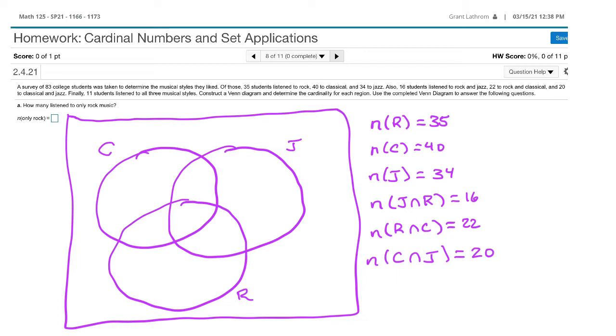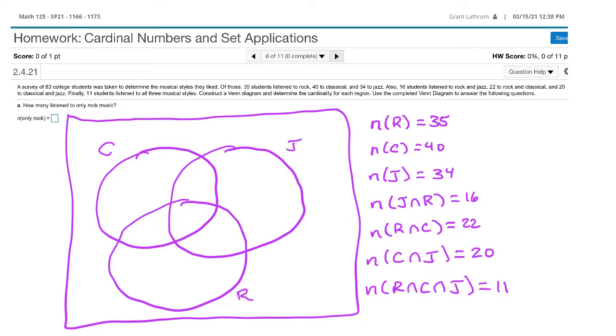Then we're getting down to the last one. We know that 11 students listen to all 3 music styles. So that gives us R intersect C intersect J. So the ones who listen to all 3 of them, we have 11 of those.